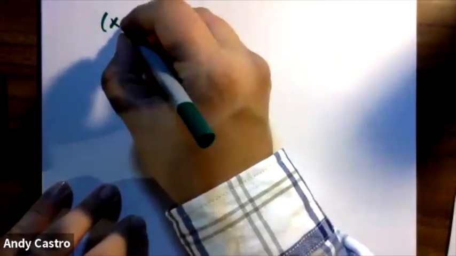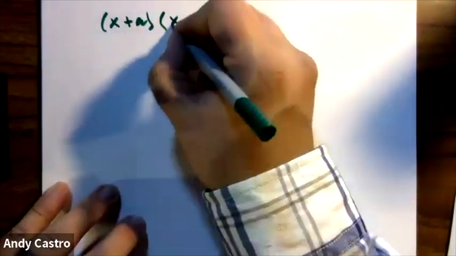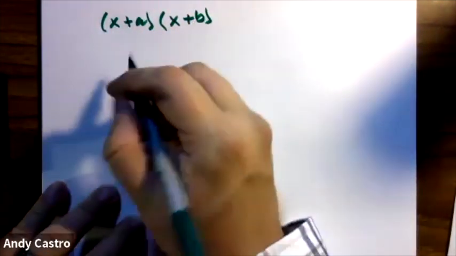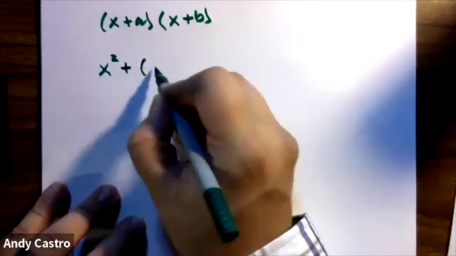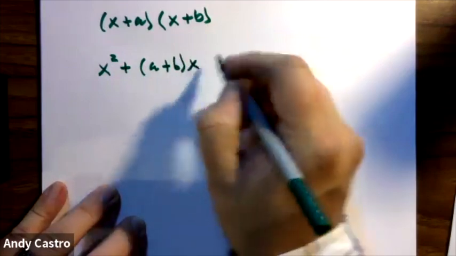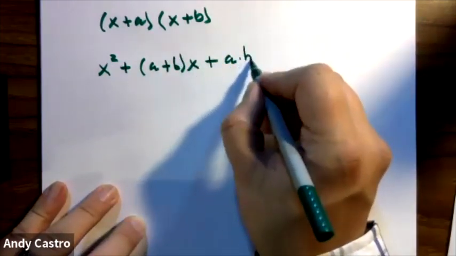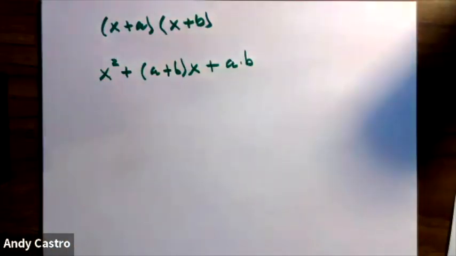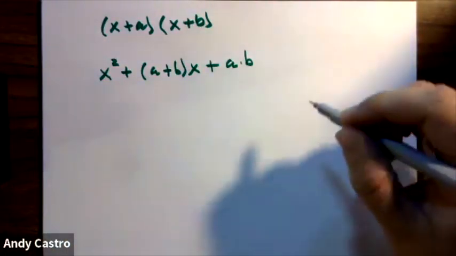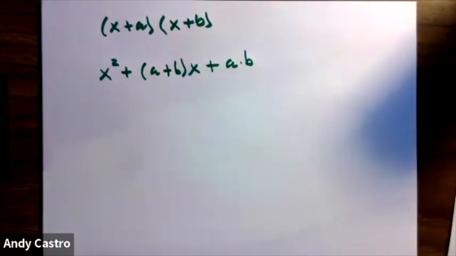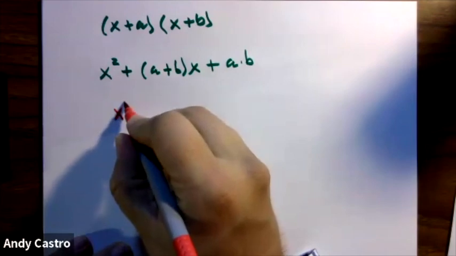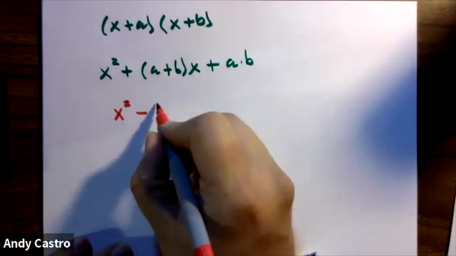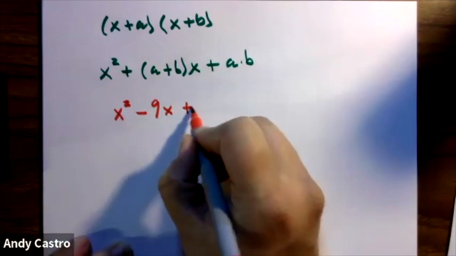Right. So remember again, this is what we know: x plus a, x plus b. When those are multiplied together, they give us x squared plus a plus b times x plus a times b. All right, so let's work out a few more. All right, let's do x squared minus 9x plus 14.